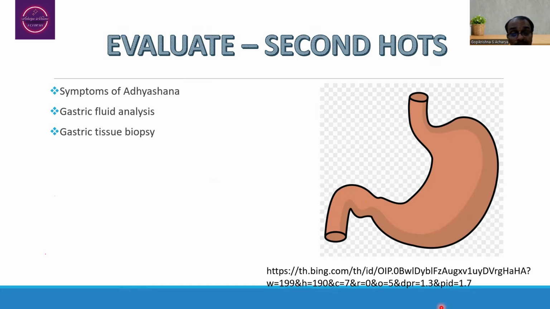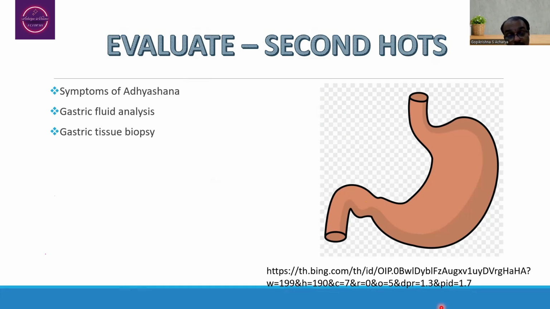As far as evaluation is concerned, we have to go for gastric fluid analysis. What actually the gastric fluid contains, what about the gastric juices, how far the enzyme content is there, what the HCl content is. That has to be analyzed. What about the microorganisms present in the gastric fluid, etc.? That has to be evaluated.